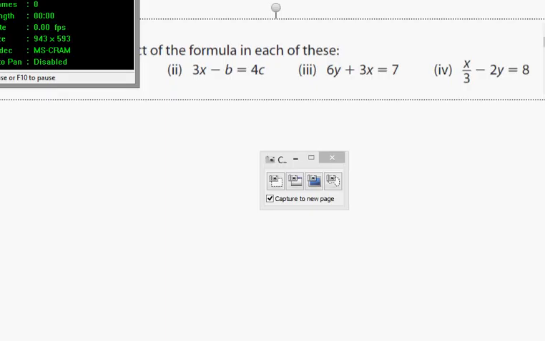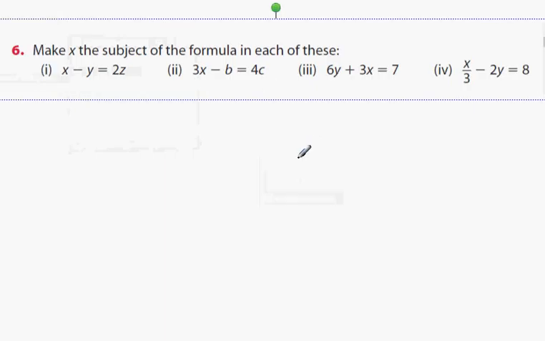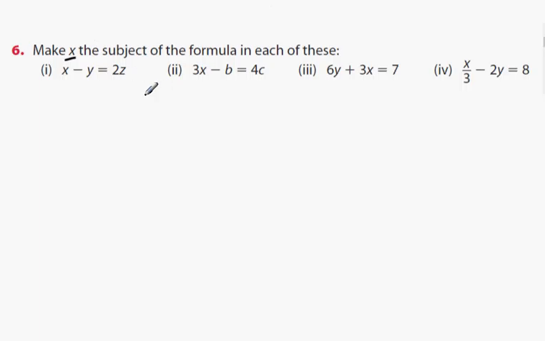Guys, this is what's called rearrangement of formula. Rearrangement of formula means I need to get one letter on its own. All other numbers and letters have to be over the other side of the equal sign. Now for example, it says make x the subject of this formula. This means at the very end I need to have x on its own.